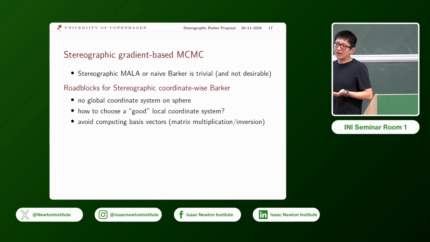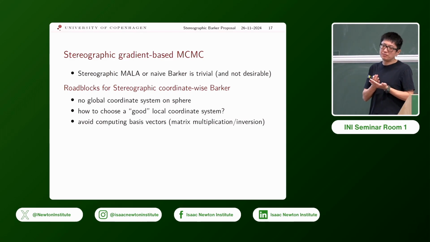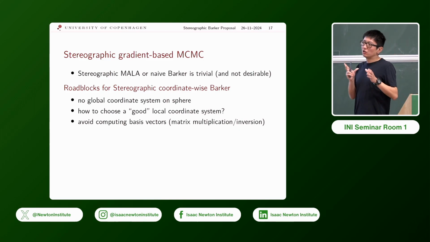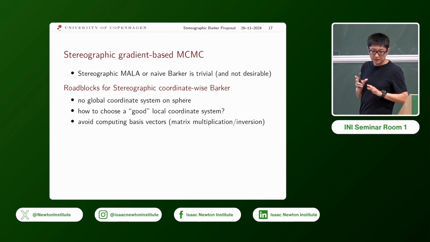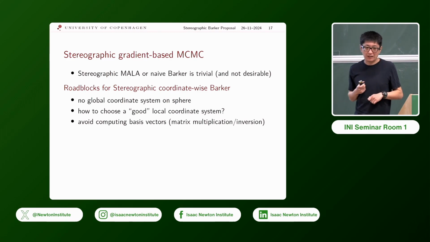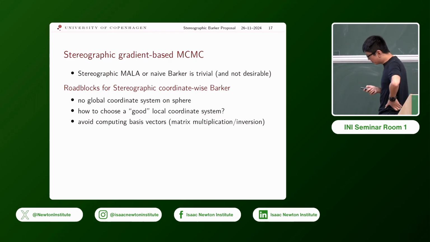Actually, it's possible because this coordinate system is used only for two things. One is to generate a proposal, and the other is to evaluate the proposal density in the accept-reject step. So if we have a local coordinate system for all the tangent space, we can both generate a proposal and also evaluate the proposal density. However, the problem is how should we choose a local coordinate system for all the tangent space?